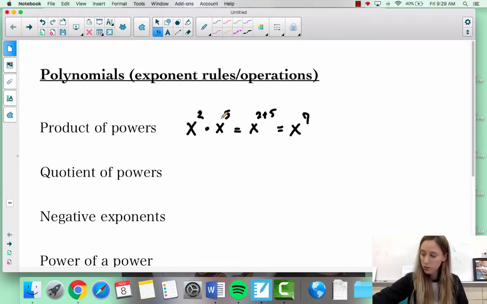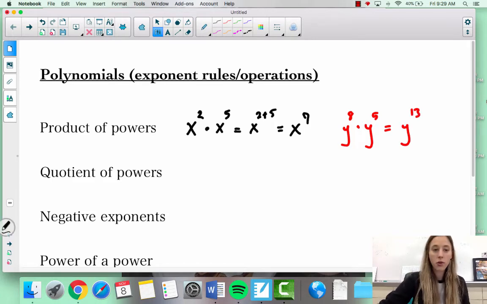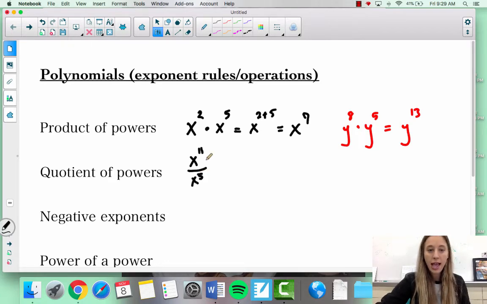Okay, and this would work for anything, so we could say y to the 8th times y to the 5th, and we could add those exponents together, and we get y to the 13th. Same concept with the quotient of powers, except this time we're doing division. So for example, we might have x to the 11th divided by x to the 5th, and when we are doing division, we subtract our exponents. So that would be the same as having x to the 11 minus 5. So this would be x to the 6th.